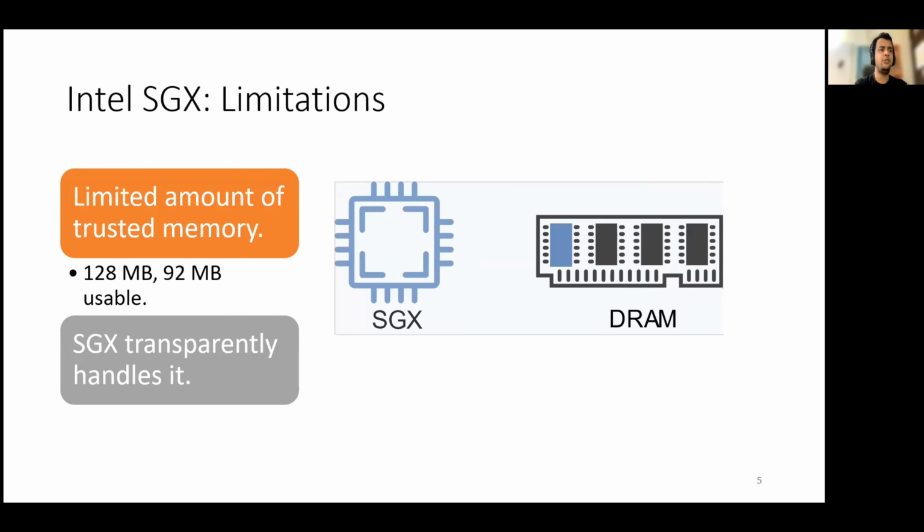SGX handles such a scenario by transparently evicting pages from the secure region to the unsecure region and loading them back whenever there is a fault on them. However, this is a costly process and should be avoided by limiting the memory usage.